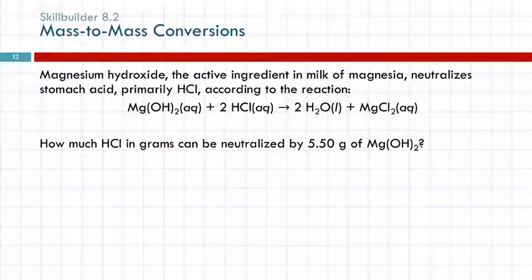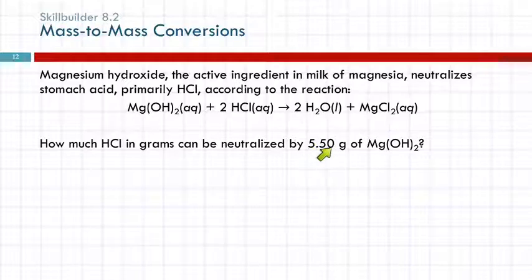Let's do another one. These are like at the core of chemistry, these types of calculations. So there's lots of examples here. Magnesium hydroxide, the active ingredient in milk of magnesia, neutralizes stomach acid, which is mostly HCl, according to this reaction. Okay, do we need all those words up there? No, that's backstory. This is the important part. How much HCl in grams can be neutralized by 5.50 grams of magnesium hydroxide?